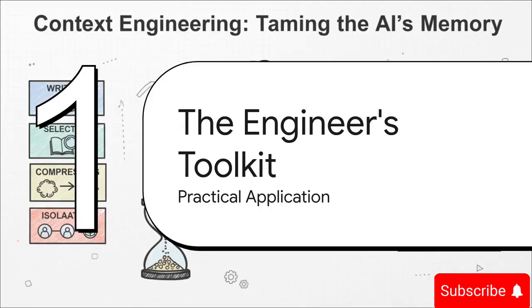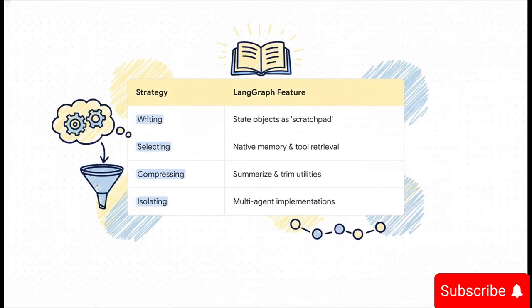This all sounds great in theory, but how do you actually go and build these systems? Well, let's take a look at the engineer's toolkit. Specifically, we can see how these four strategies are implemented in a super popular framework for building agents called LangGraph. And what's so powerful here is seeing how a modern framework like LangGraph gives you tools for each of these strategies right out of the box.